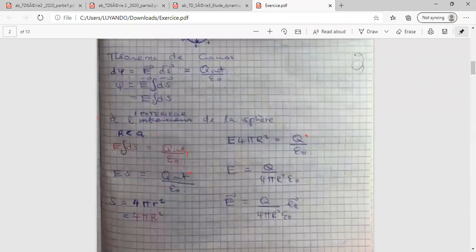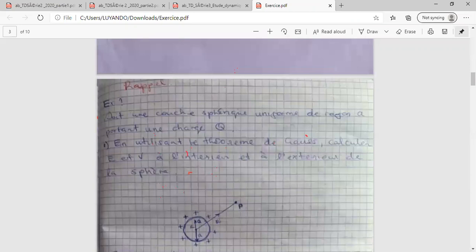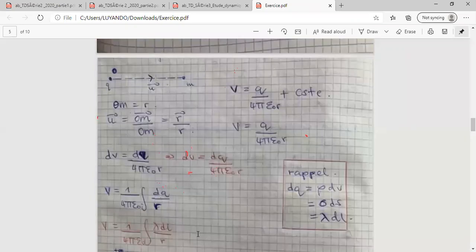So this is the drawing. Oh, have I passed it? Okay, I've passed it. So this is the drawing that we have here.